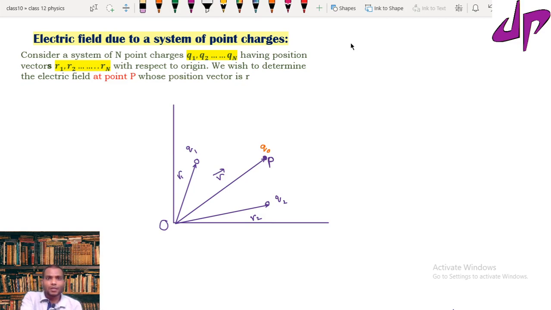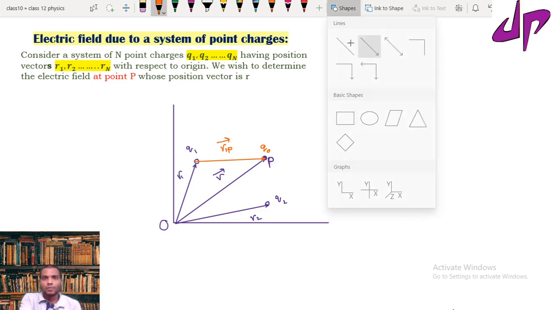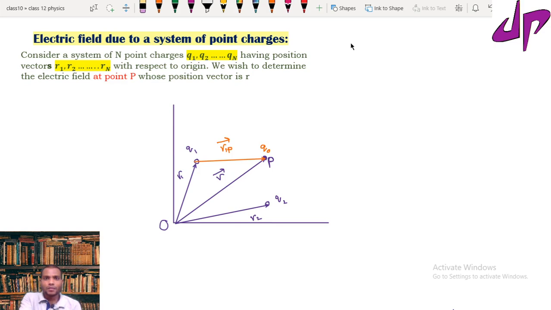So let the position vector from Q1 to Q0 be R1P, the distance between them. Similarly, let the position vector from Q2 to Q0 be R2P, the distance between them.